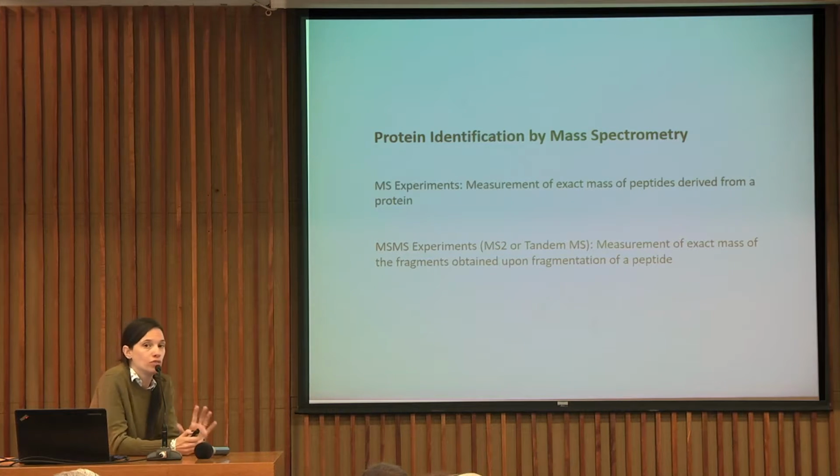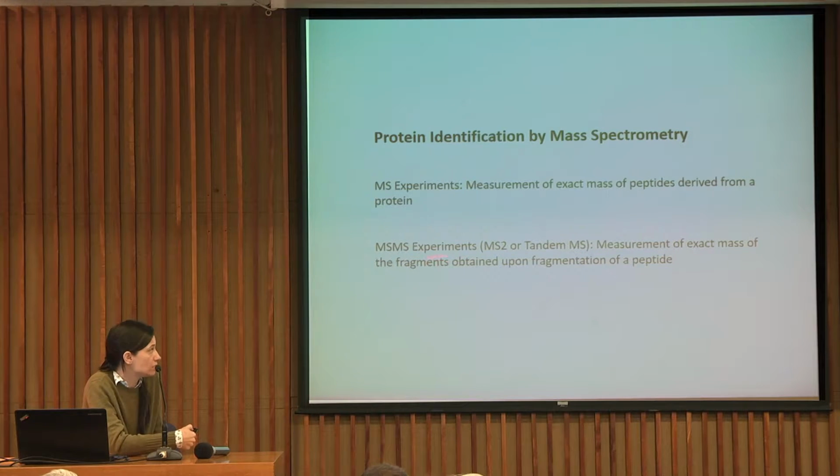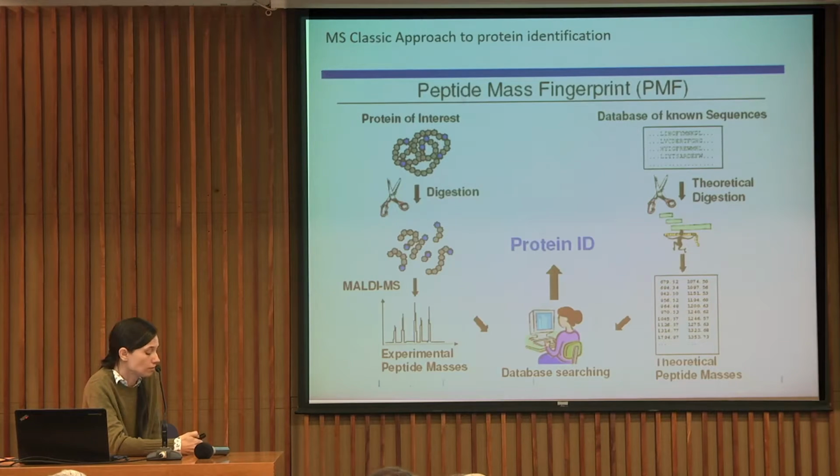So now that we know what the instruments look like and what the different parts are for, we can try to understand how we go about protein identification by mass spectrometry. There are two main kinds of approaches. There are MS experiments where what we measure is the exact mass of peptides derived from a protein, or MS-MS experiments, which are also called MS2 or tandem mass spectrometry, where we measure the exact mass of the fragments obtained upon the fragmentation of a peptide.